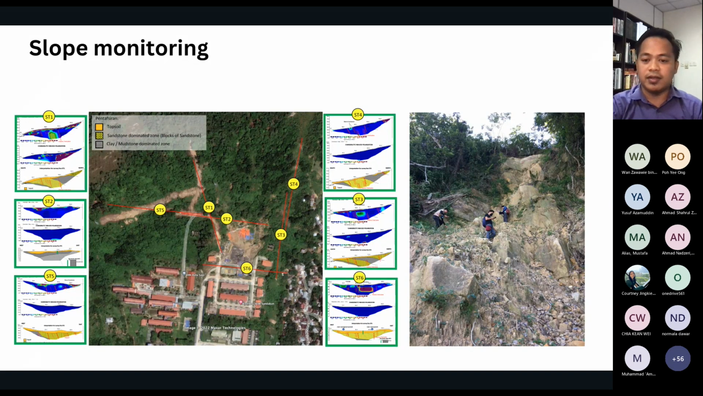This is one of the locations in Sandakan. So we monitor a few of the slopes. So there's a failure of the slope within this area. So one of the companies called us and tried to find out what causes or what really happened within this area, because they have a big problem to deal with this. So we try to help, and we apply geophysical methods in order to reveal what really happened within that area.